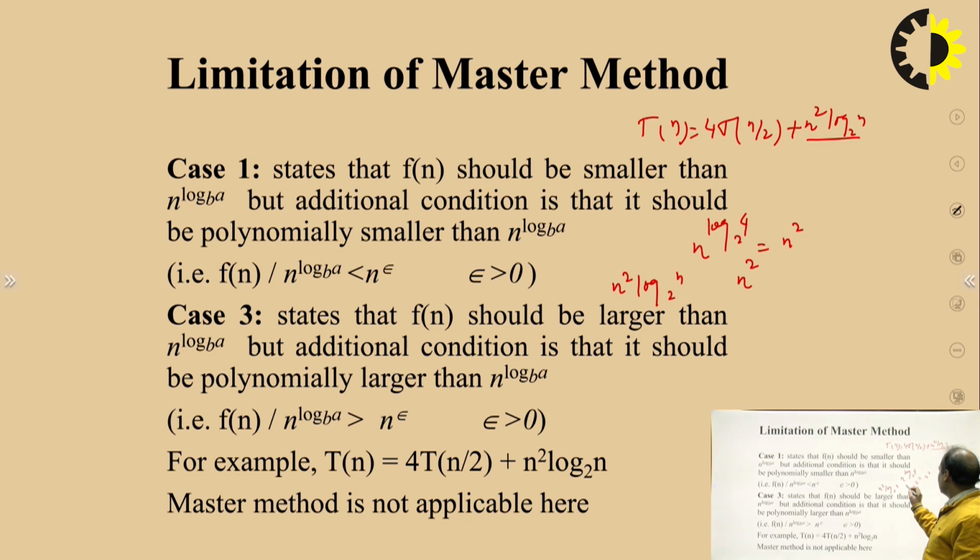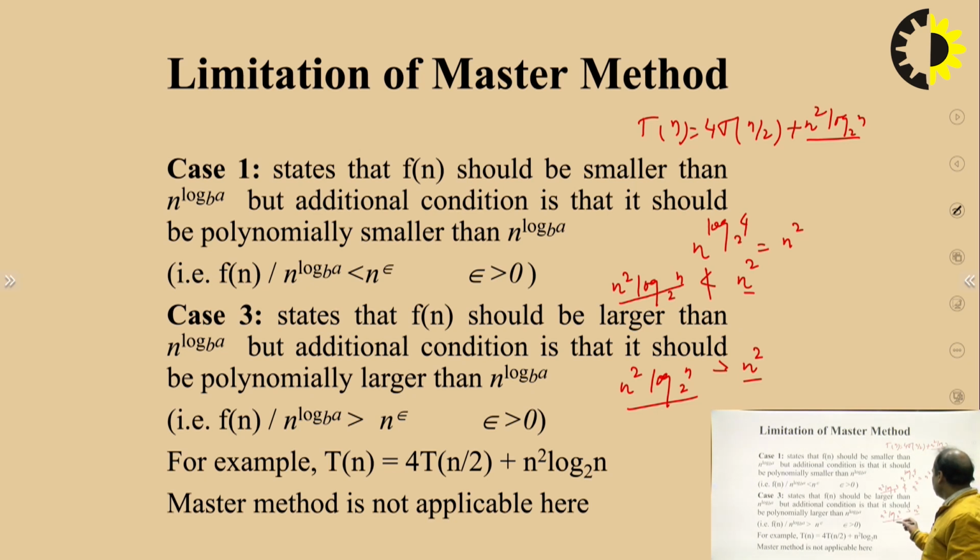because this is not less than n². Case 2 is also not applicable. Case 2 states that this should be equal to n². So that means case 3 seems to be applicable, because F(n) seems to be greater than n². Yes. But actually case 3 is also not applicable if you check the regularity condition.